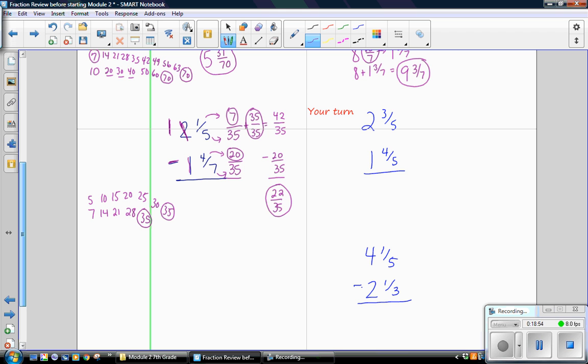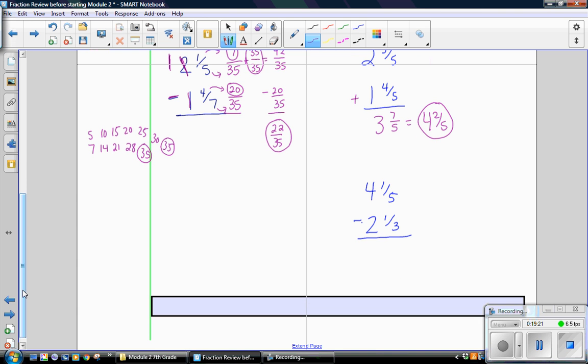All right, it's your turn. And this is an addition problem, so take a look if you need to rewrite it with common denominators, solve the problem, and then pause the video to check the answer. So we have 7/5 plus 3, and that is equal to 4 2/5. For your last problem, pause the video, and the answer is 1 13/15.